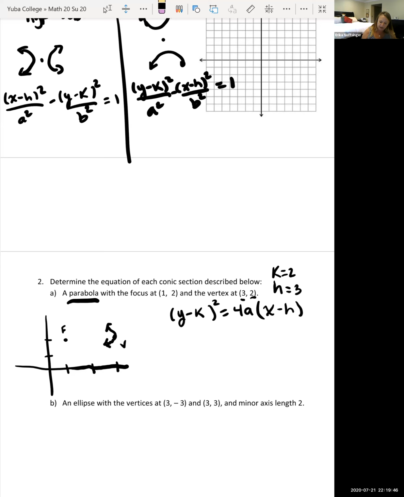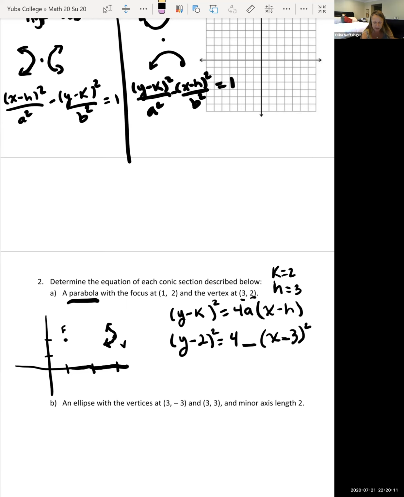So let's go back and plug in that piece. So we have y minus k. So y minus 2 quantity squared equals 4 times a. We'll come back to that in a second. I'm going to leave it blank. All times x minus h. So x minus 3. So we need to figure out what a is.